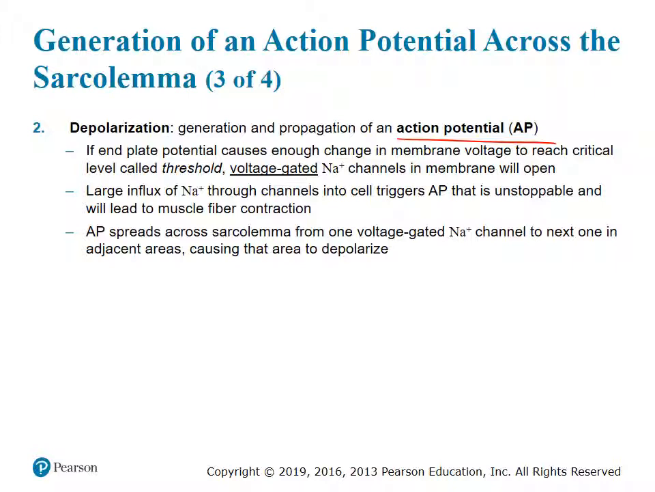As more and more sodium floods in initially, we'll get to a point where it will cause the neighboring channels to open up and really flood in sodium. That point is called a threshold, where when we hit the threshold, those voltage gated sodium channels will open up and it will really flood through. This triggers the action potential, because now a large opening, all the channels open up around it, causing a large flooding of sodium. This spreads across the sarcolemma from one voltage gated channel to the next and to the next. The action potential will spread out.